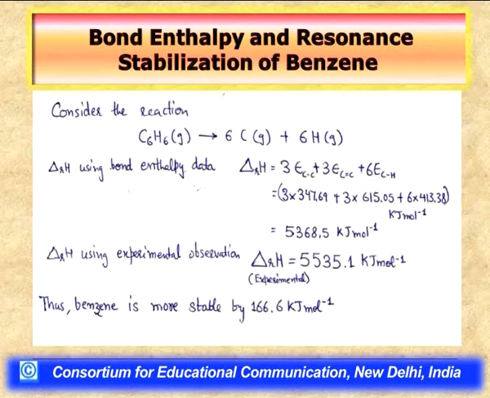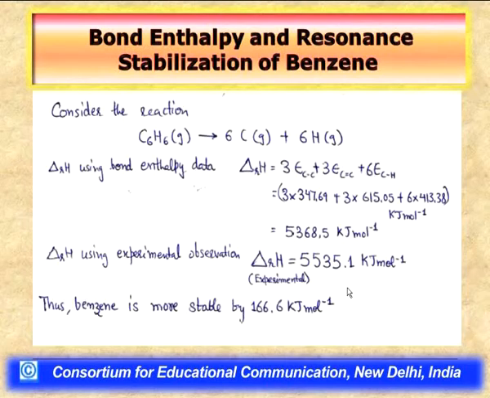However, the experimental value, when it was determined, was found to be 5535 kilojoule per mole. In this manner, using the bond enthalpy data, we require to dissociate 3 carbon-carbon single bonds, 3 carbon-carbon double bonds and 6 carbon-hydrogen single bonds. Tabulating the data, we get the enthalpy change of this reaction using the bond enthalpy data. However, the experimental value amounts to be higher. What does it mean?